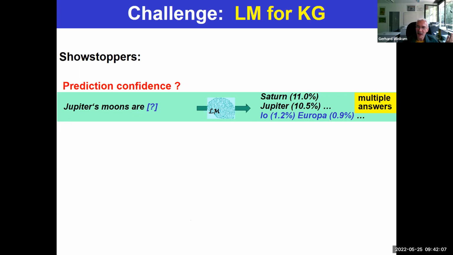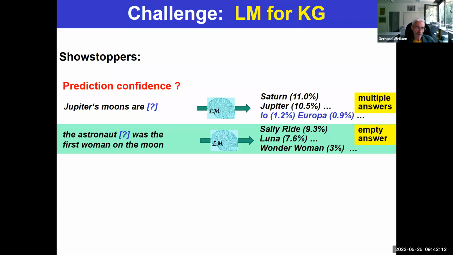We cannot use this. This is the opposite example: who was the first woman stepping on the moon? The only correct answer is the empty set. But language models have a hard time understanding the concept of an empty set, of abstaining from predicting something. Likewise, a related issue is not understanding negations. So they would always predict something: Sally Ride, at least an astronaut, but she never made it to the moon. Luna, the moon goddess, Wonder Woman. The language model is hallucinating. So this is an issue.